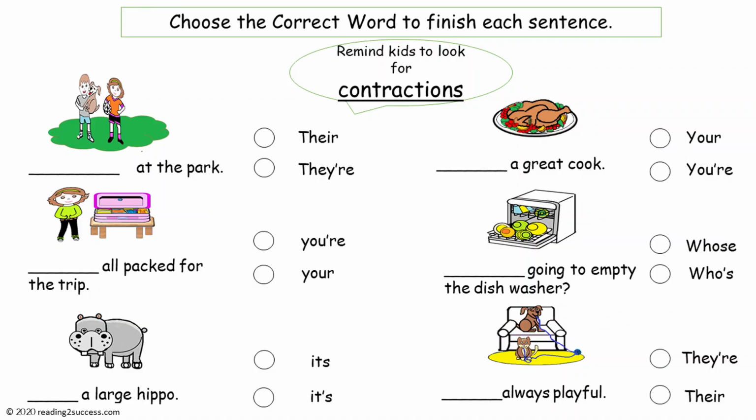In this activity, have kids choose the correct word to finish each sentence. Remind kids to look for contractions and go over the contractions with them in each sentence. For example, there and there, the second one is the contraction for they are. And then have them try that in the sentence. They are at the park. Continue the same way until all of the sentences are completed. This is a completed example.